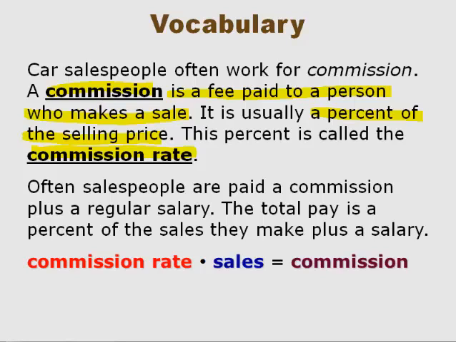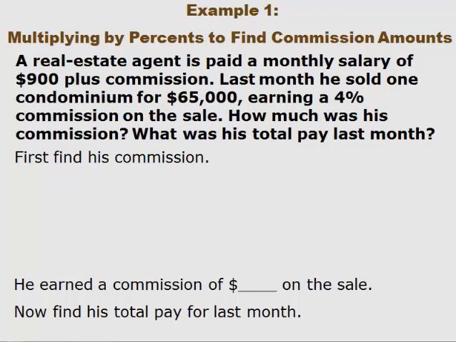Let's take a look at an example. This real estate agent is paid a monthly salary of $900 plus commission. His commission is 4% on each sale. Last month he sold one condominium for $65,000. How much was his commission? That's our first question. And what was his total pay last month? That's the second question. So for the first question, we need to find the commission.